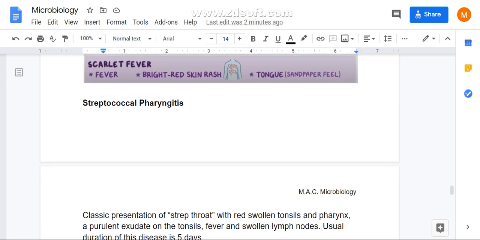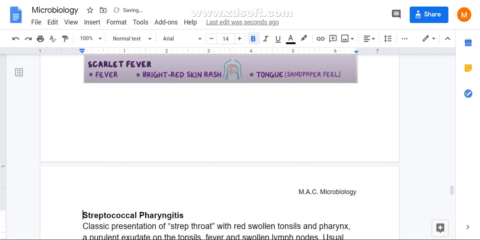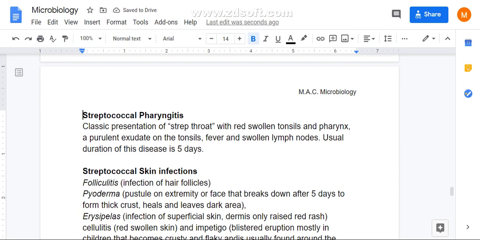The first one, streptococcal pharyngitis. This is the classic presentation of strep throat with the red swollen tonsils and pharynx, a purulent exudate on the tonsils, fever, and swollen lymph nodes. And the usual duration of pharyngitis is about 5 days.